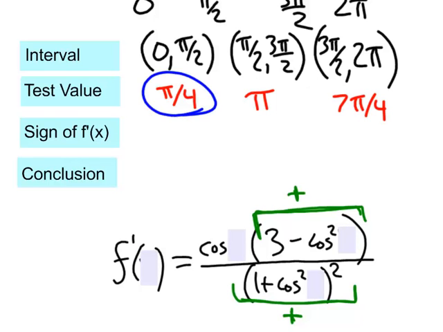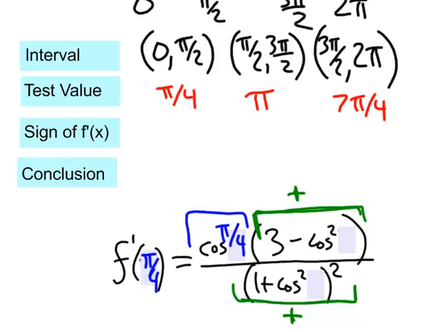So if I want to test my first test value, pi over 4, I just look at this and I say that is clearly going to be positive. So I'll put a positive here because positive times positive over positive will give me positive. If I put a pi here, this becomes negative. So this will be negative. And finally, if I put 7 pi over 4, I'm back to positive again.